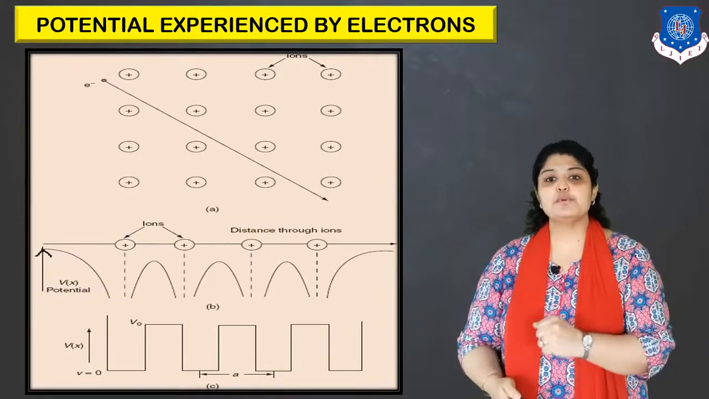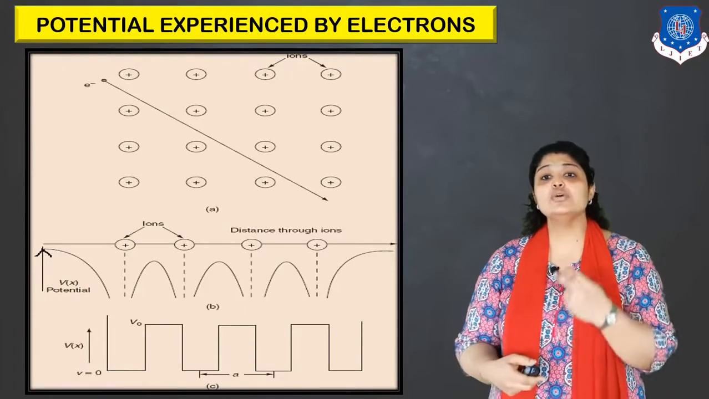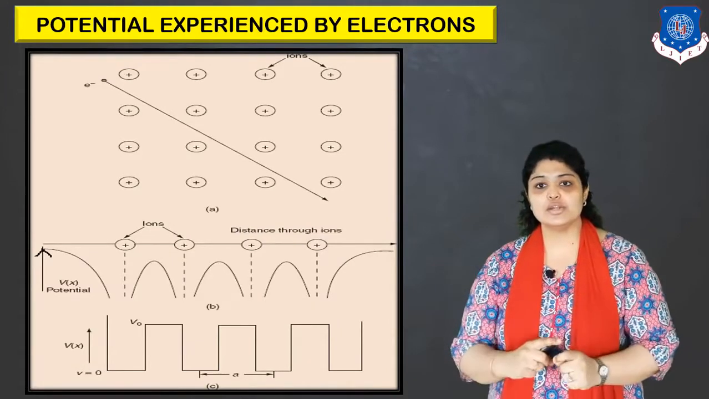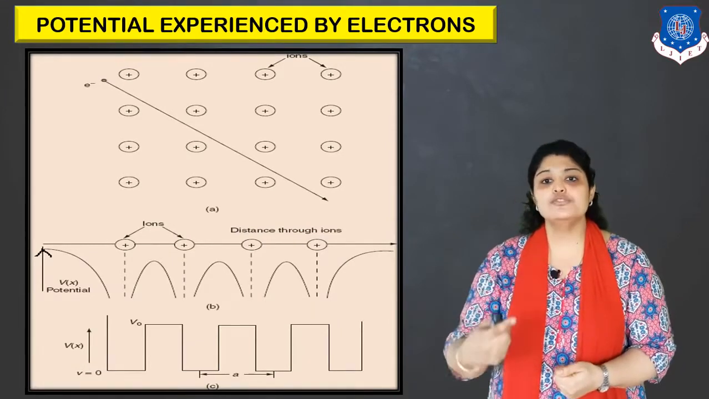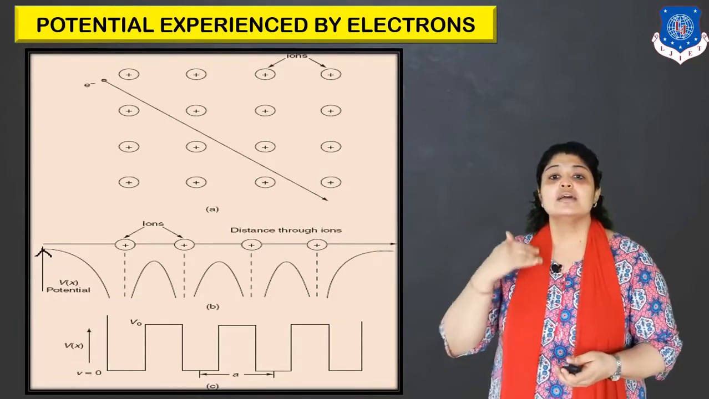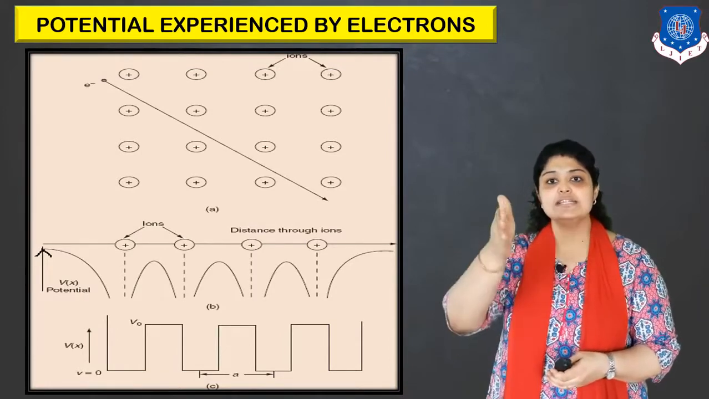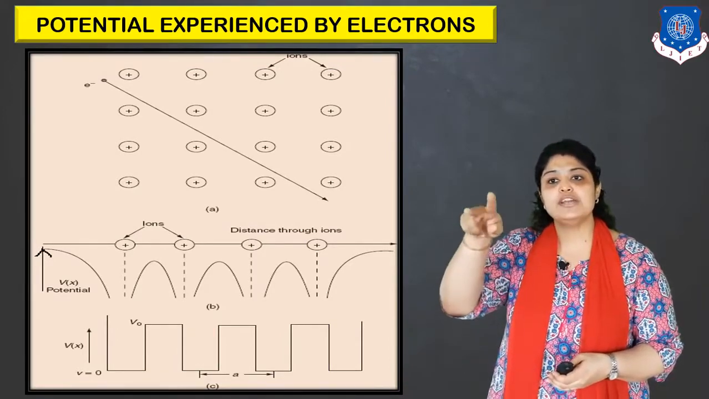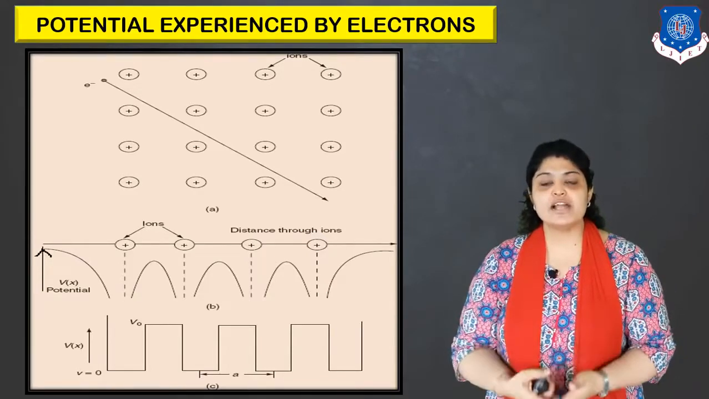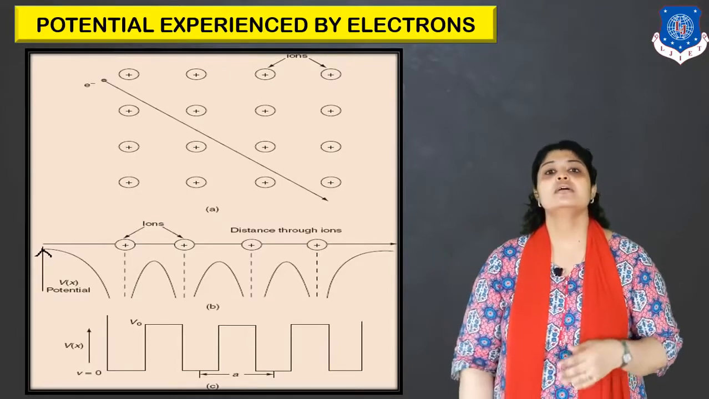To rectify this problem, Ralph Kronig and William Penney considered only two values. One is V equal to 0, and the other is V equal to V0, that is maximum. So in the third diagram here, you can see the exact value of potential is 0 when it is at the positive ion site, and it is maximum when it is between the two. So we have V0 as the maximum value and V equal to 0 as 0, only two potential values.